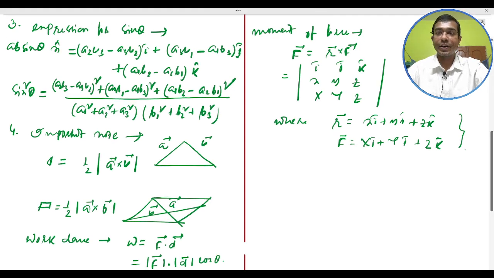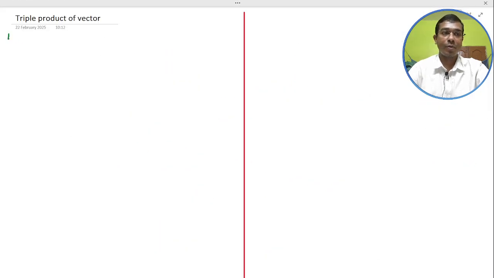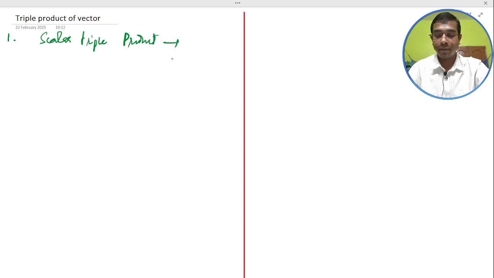Next, the triple product of vectors. Number 1, the scalar triple product. The scalar triple product means the A vector dot B cross C, defined in the form A dot B cross C.